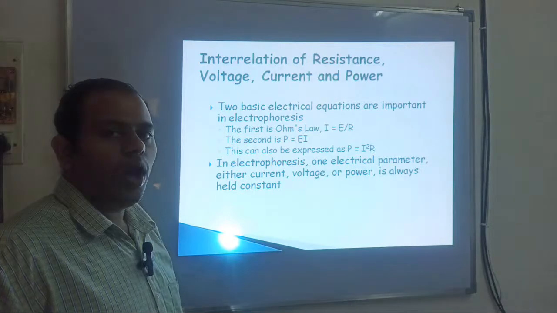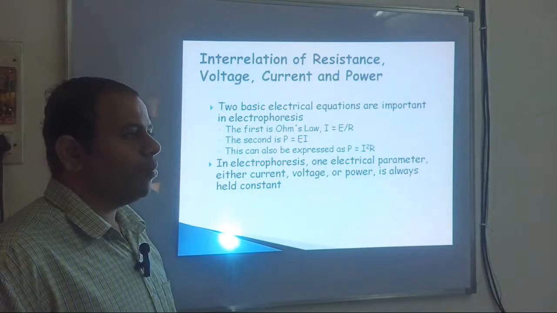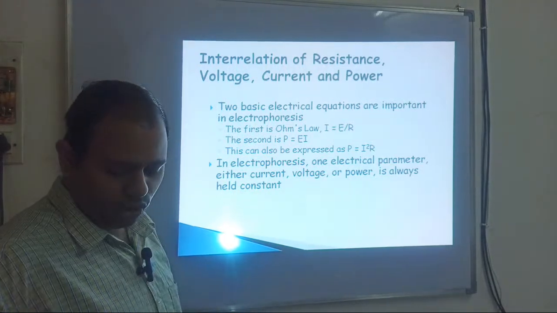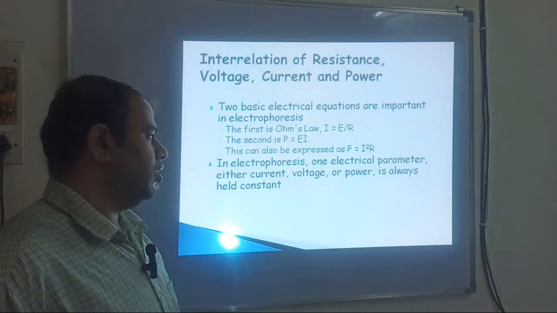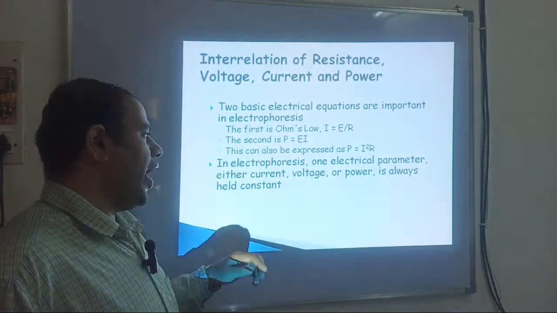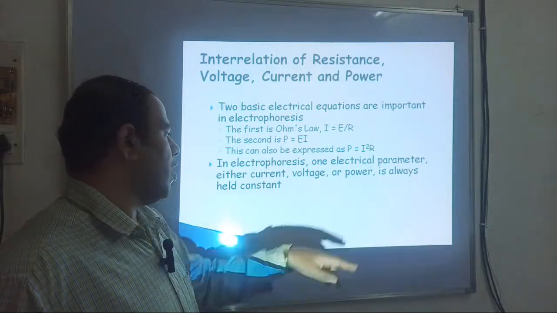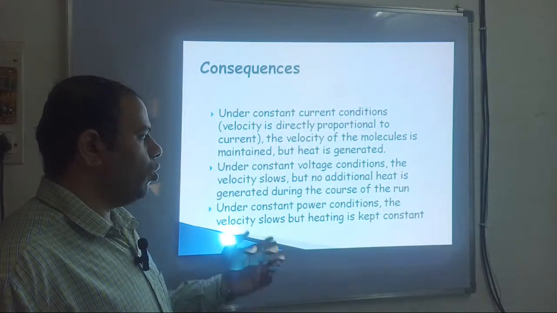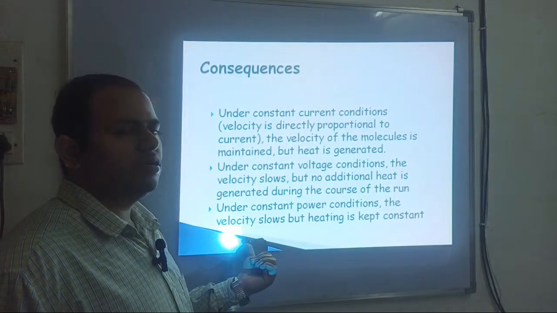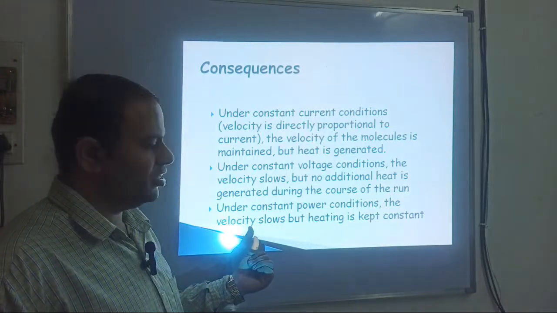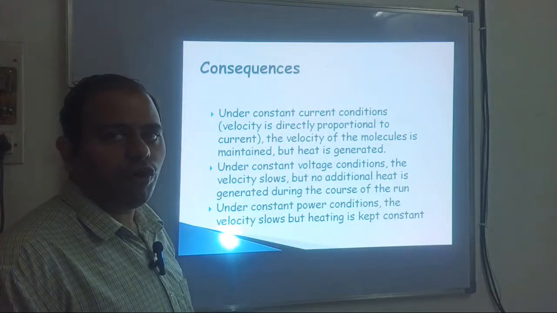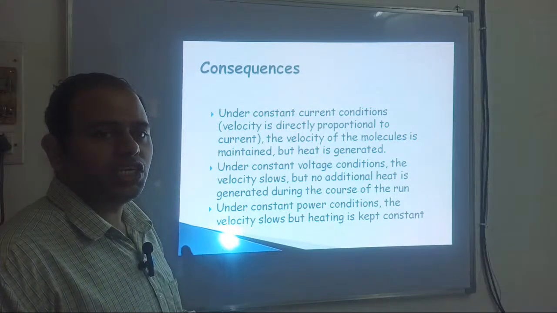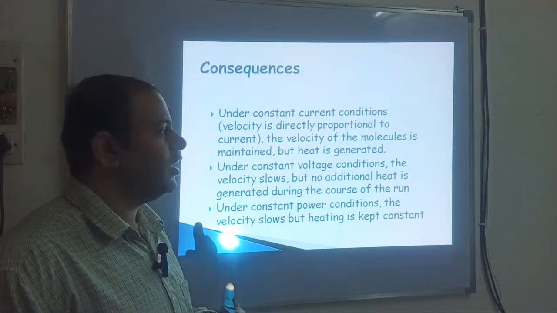Therefore, you have to maintain an optimum temperature by maintaining an optimum voltage, which in turn maintains an optimum current in the agarose gel. So these formulas are important, and parameters such as electric current, voltage or power are always held constant in this case. I already told you that if you are not providing a constant electricity, then heating varies. So to keep the heating constant, a specialized power pack is used, that is, the machine supplying power, which keeps the current constant.